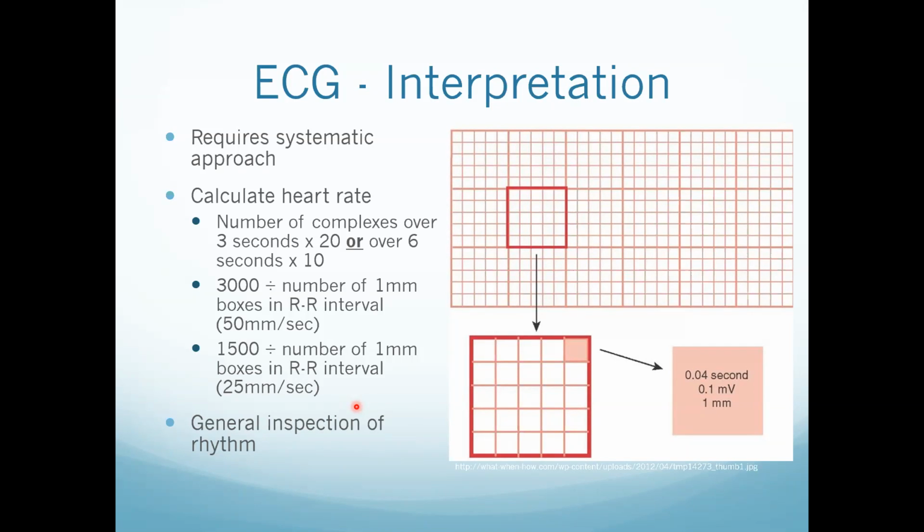Alternatively, we can do an instantaneous method where we simply count the number of 1 millimeter boxes in each R-to-R interval. So these small boxes here, we count the number of those between each QRS, and we just need 2 QRSs to do that. Then depending on our paper speed, if our paper speed is at 50, we will divide 3000 by whatever number we get between those R-to-R intervals, and that will give you your rate per minute. Alternatively, if we're at 25, then we're going to divide 1500. After that, we'll look at the rhythm overall.